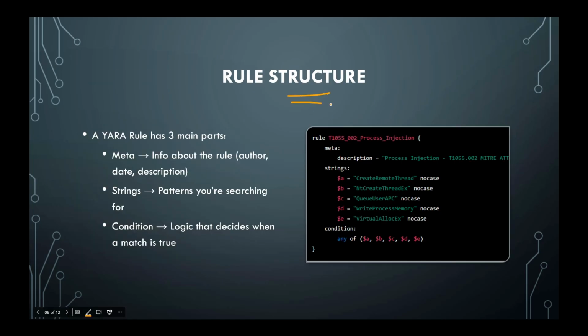Then rule structure. Here is what YARA rules typically look like. Let's break it down. A YARA rule contains three main parts: meta, strings, and condition. Number one, meta. This section contains metadata about the rule, who wrote it, when it was last updated, etc. This is mostly for documentation purposes. And then the second one, strings. This is where you define the actual patterns, the strings or byte sequences. Suppose you're looking for any malware, you can write the string here.